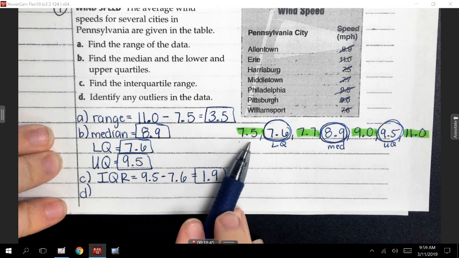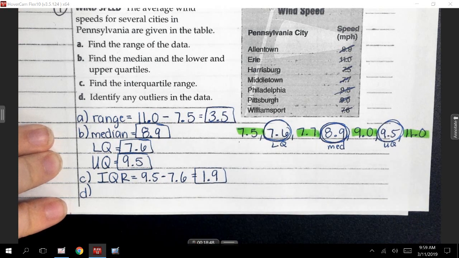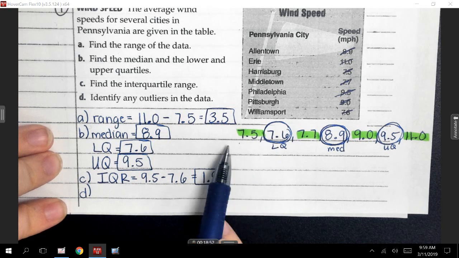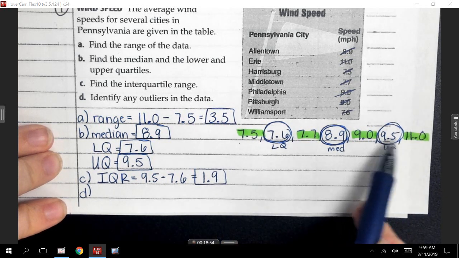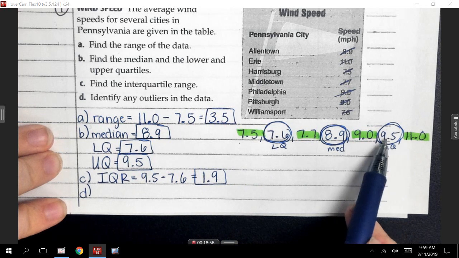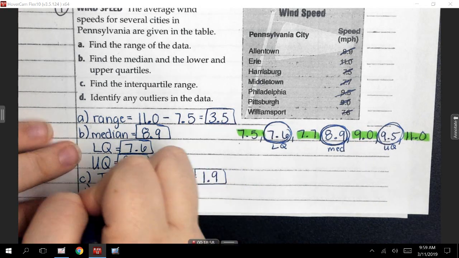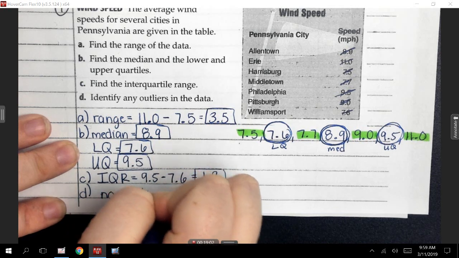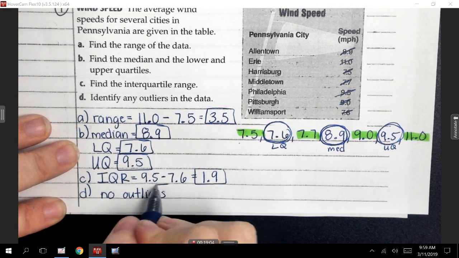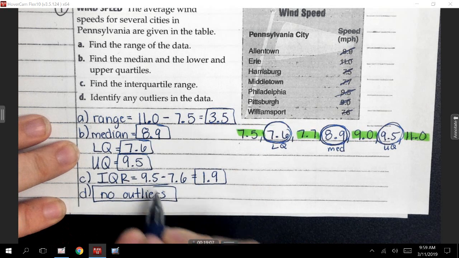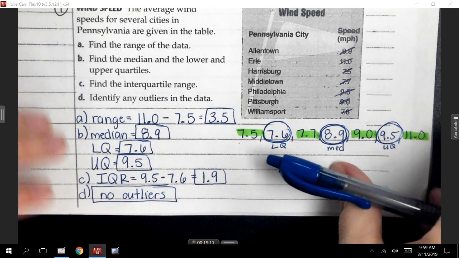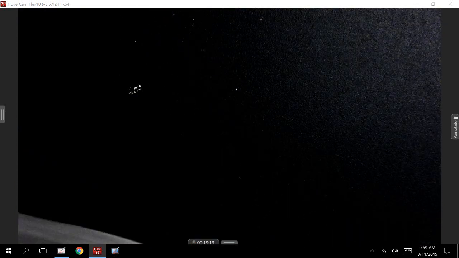Do y'all see any that jump out? Now, they all kind of look, I mean, they're all at 7 to 11. None of them are really far away, are they? Like 7.5 and 7.6 are super, super close. Definitely not an outlier. 9.5 and 11, are they far away from each other? No. So are there any outliers here? No. So I'm just going to write no outliers. Now remember, guys, we said, do outliers happen a lot? No, outliers aren't going to happen a whole lot, guys, all right? No outliers.